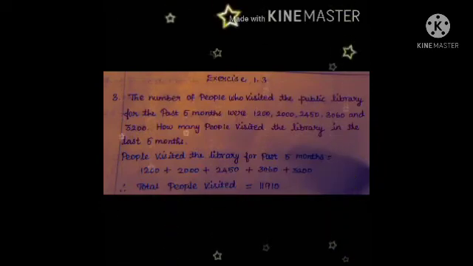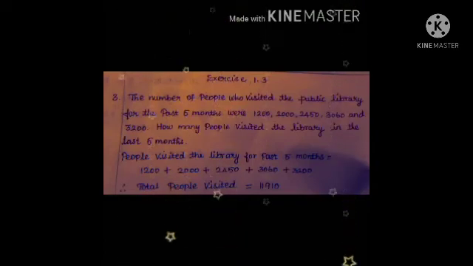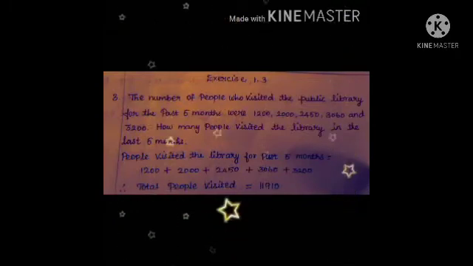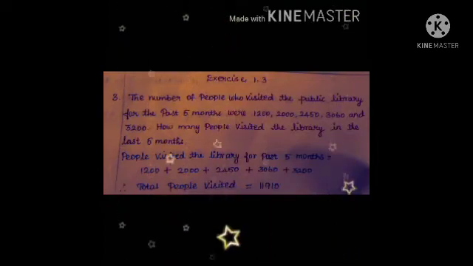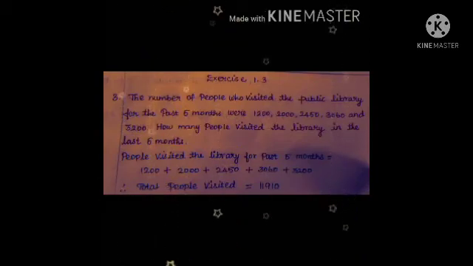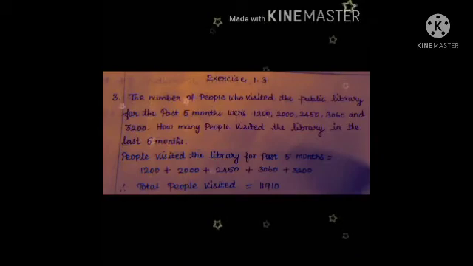Okay, now the third question. The number of people who visited the public library for the past 5 months were 1200, 2000, 2450, 3060 and 3200. Now what they are asking is how many people visited the library in the last 5 months. They are asking about the past 5 months. They have given the people count for the 5 months also.